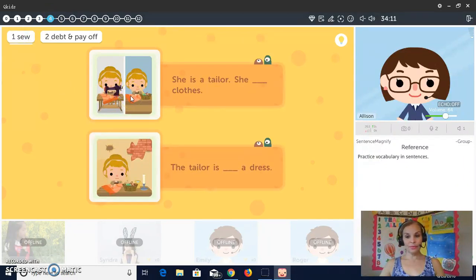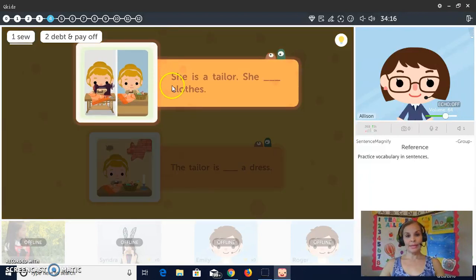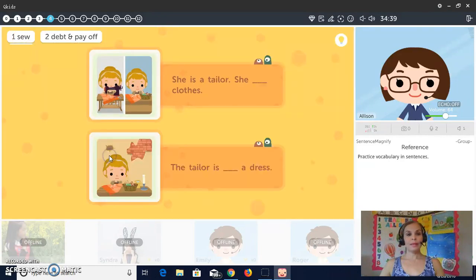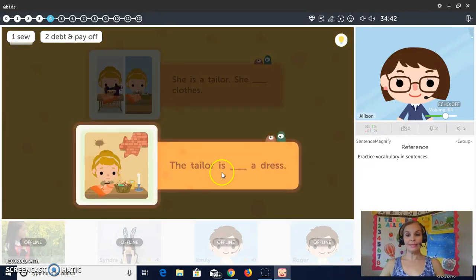This is how it's different in the lower levels because you don't really play games as much in this level. So I normally let kids read these one by one rather than the whole class reading this out together. So the proper way to do this one would be to read, she is a tailor, she sews clothes. And then, because it tells you up here, this is the word that they need to be using. This one, the tailor is sewing a dress. So you're just making sure that they're using the right verb tenses and the right vocabulary word.